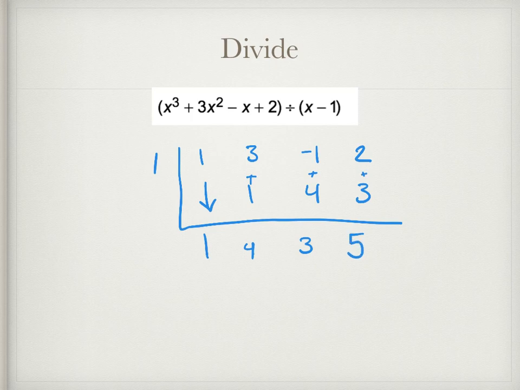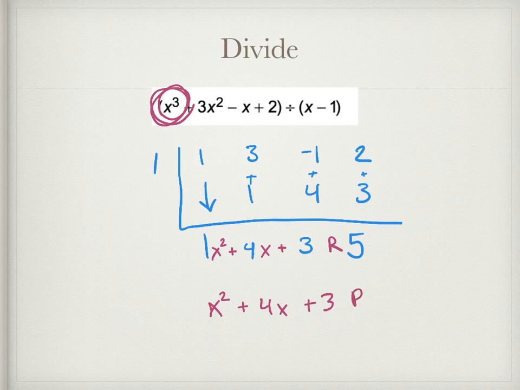5. So if our question started with x cubed, what's our answer going to start with? X squared. What comes next? X. Then our constant. And then what's 5? Our remainder. So our answer is x squared plus 4x plus 3, remainder 5.